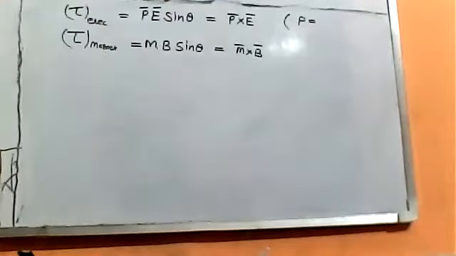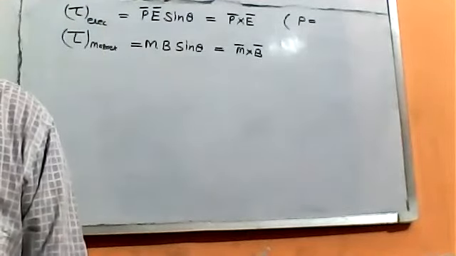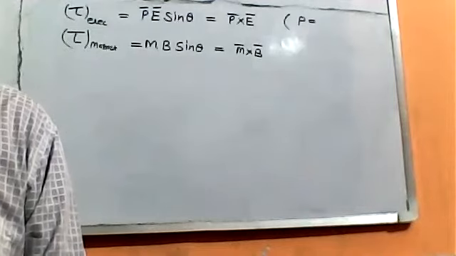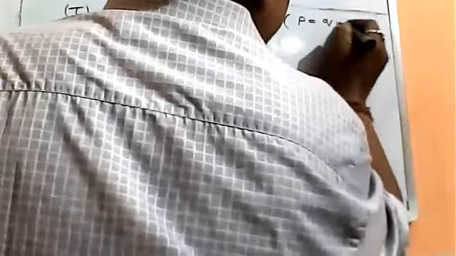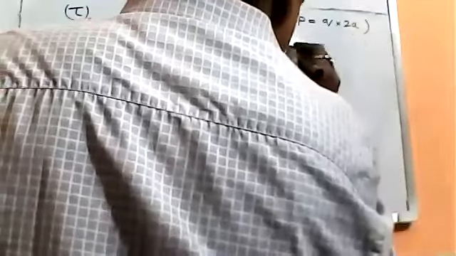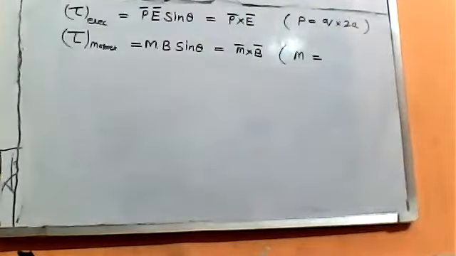Now, the formula for P you already know. Again, I am writing, repeating. What is the formula for P? Electric dipole moment: Q into 2A. Very good. Now, again, tell me what is the formula for M, the magnetic dipole moment? Just 5-10 minutes before I told you. It is I into A, current into area, capital A. And this is for one turn.